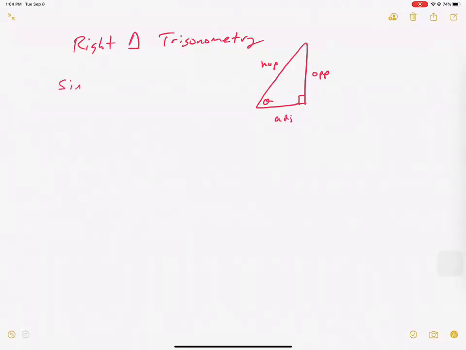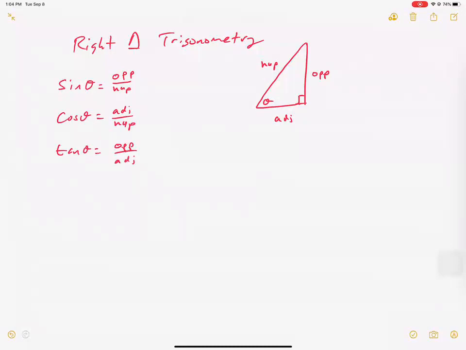tangent. Sine of theta is the opposite side divided by the hypotenuse. It's what we call a ratio. That's why we call these trigonometric ratios, because you're just comparing two sides. You pick any two sides, and we have a sine, cosine, or tangent to speak for those two sides. We said cosine theta was adjacent over hypotenuse, and tangent of theta was opposite over adjacent.